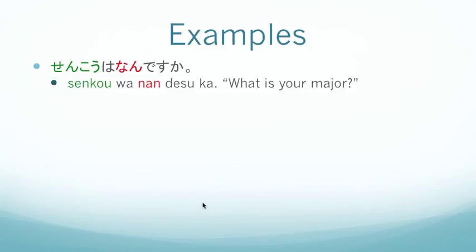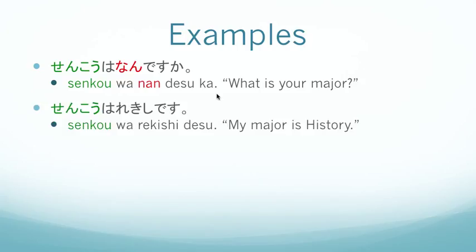Now let's see some examples. 専攻は何ですか? Senko, remember, means major. Now, nan means what? So, if you're trying to ask the other person what their major is, you would say, Senko wa nan desu ka? What is your major? Now, let's say you ask that question and the other person responds. And they say their major is history. So, they could say, Senko wa rekishi desu.